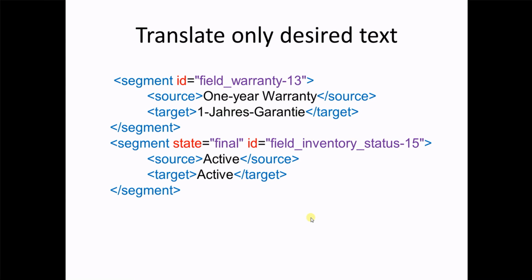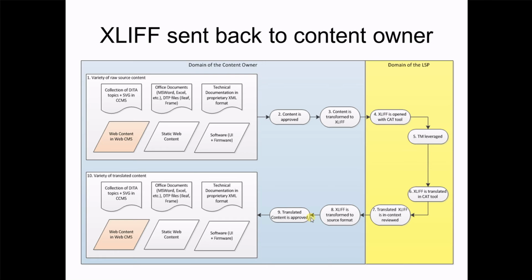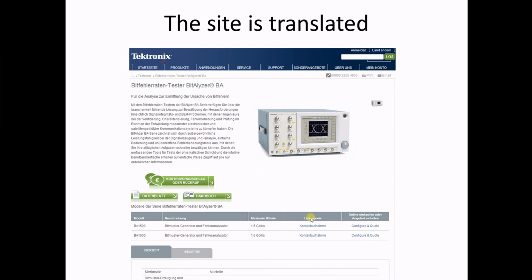So now we see that what we do want to have translated is translated, and what we don't want to have translated is protected and not translated. They send it back to the content owner. They import the XLIFF via the XLIFF module, and we have a translated website.